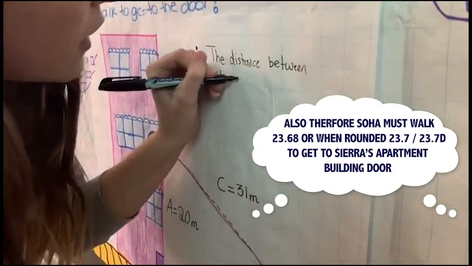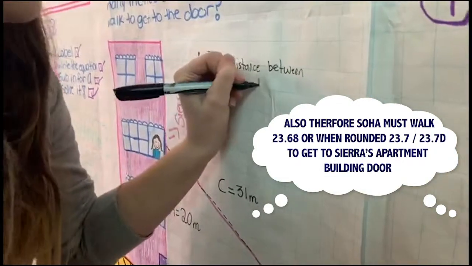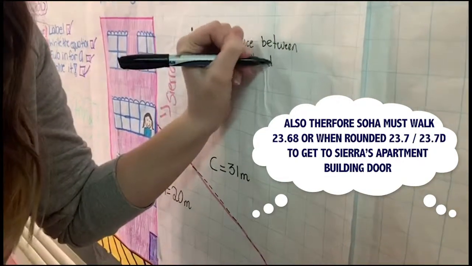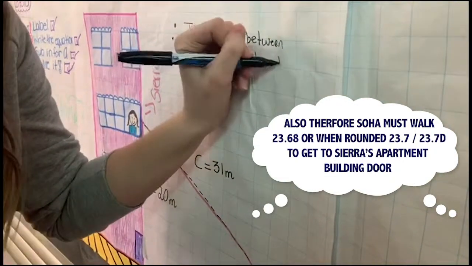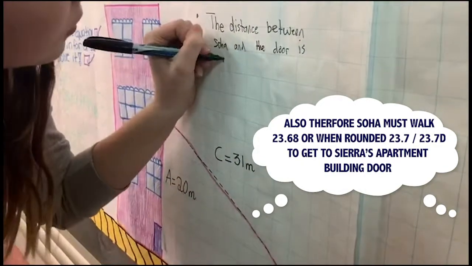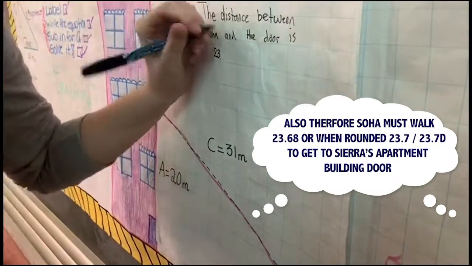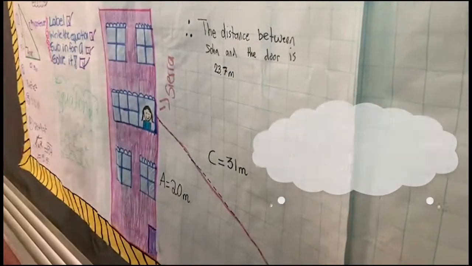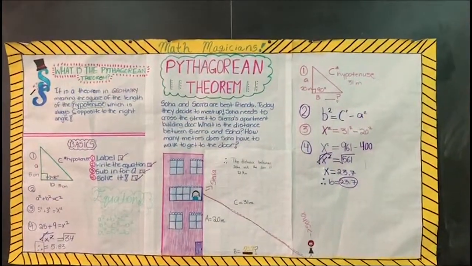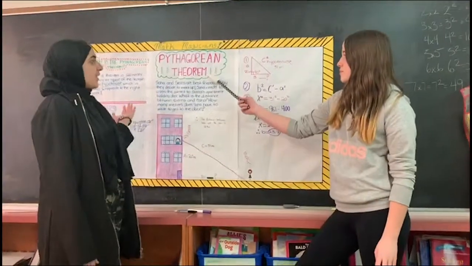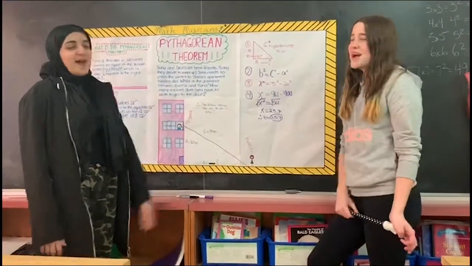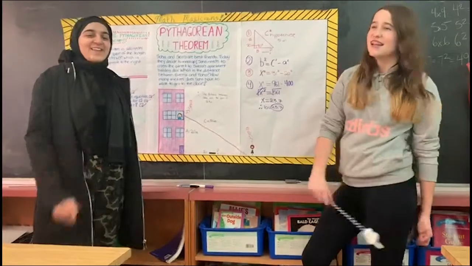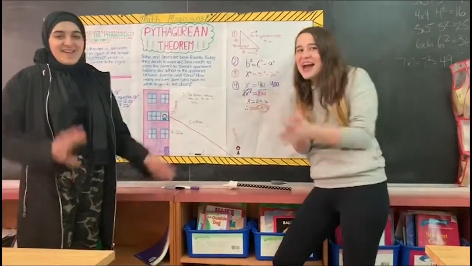Soha and the door is 23.7 meters. And that is how you solve the Pythagorean theorem with the math magician. And don't forget that math is magical! Bye!